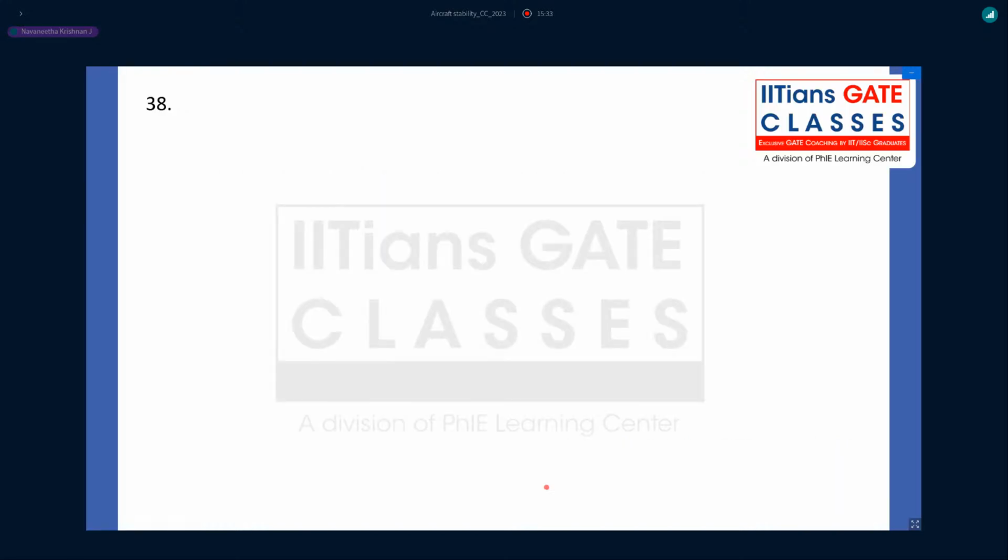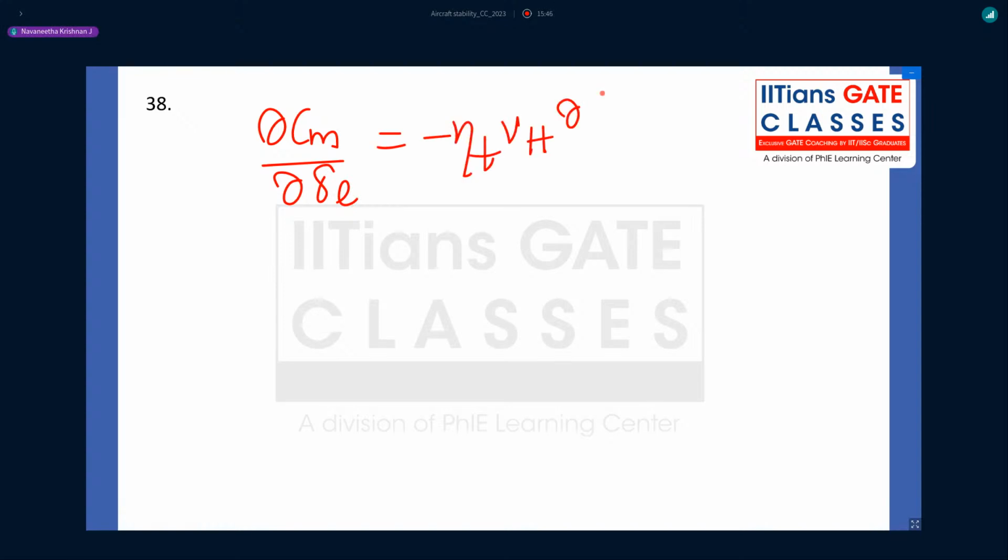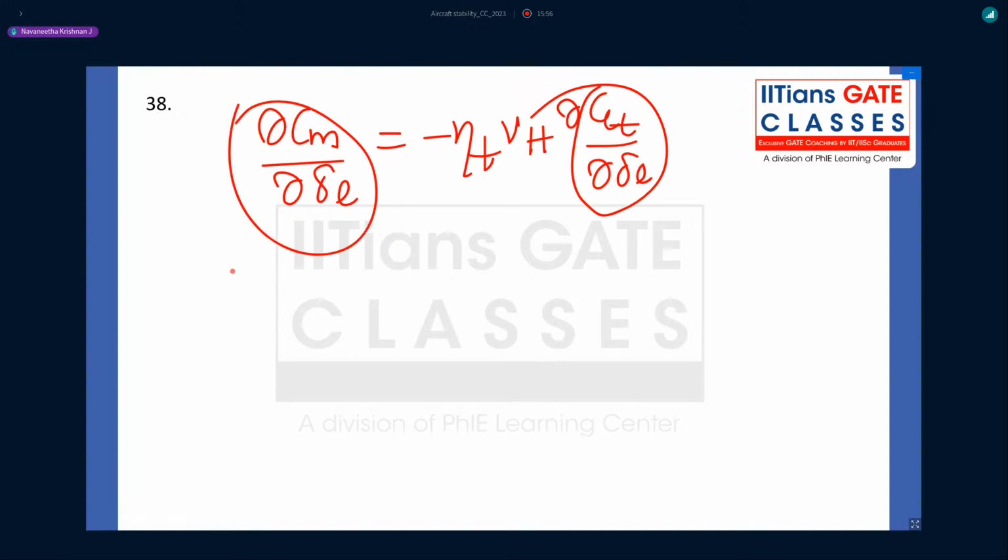Now, what is elevator power? ∂Cm/∂δE is called elevator power, which is nothing but minus η T into V_H into ∂CLt/∂δE, where ∂CLt/∂δE is the elevator effectiveness. This is the elevator power.